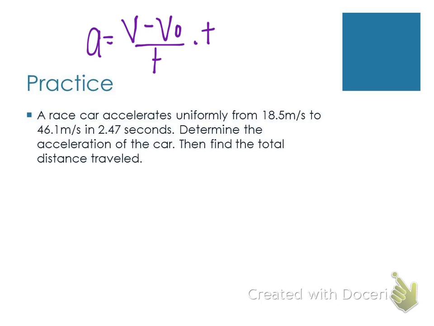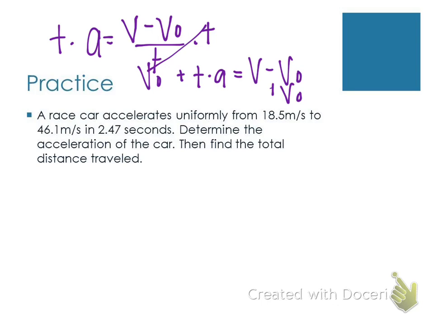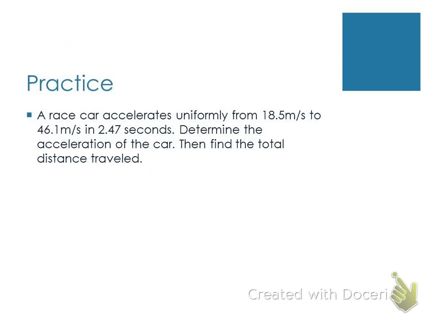If I move T to the other side, that means I'm left with T times A equals V minus V sub O. If I add this over, that means I'm left with V equals V sub O plus A times T. That's our exact first kinematic equation. So those two equations are exactly the same. They work the same all the time. So you can use either one.